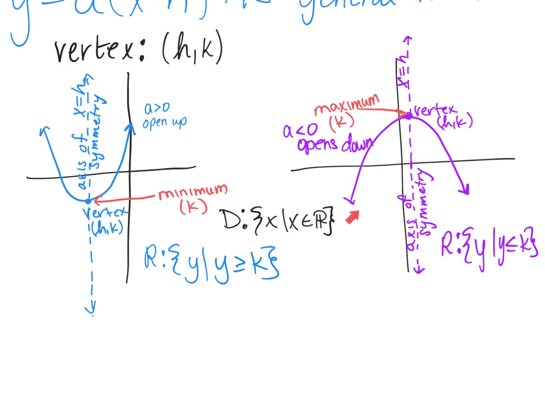So our domain for both graphs is all real numbers. The range for the blue graph is everything greater than or equal to k. And it's always going to be or equal to because the vertex is a part of the graph. And then for the purple graph, it's less than or equal to k, because all the points are below it.